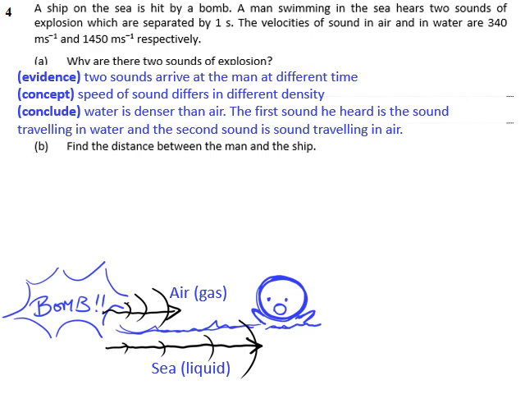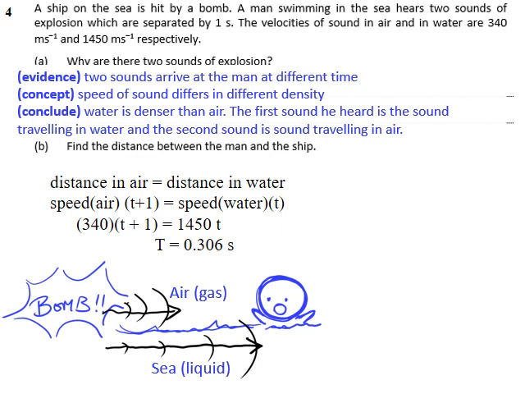from the man to the ship must be a constant. That means the distance the sound travels in air must be the same distance as in water, so we can form an equation already. The speed of sound in air multiplied by the time taken plus 1 second, because the sounds were separated by 1 second, must equal the speed in water multiplied by the time taken. All you have to do is substitute in the values and you will get 340 multiplied by (t + 1) equals 1450t. Sorry about this, this should be a small letter t.